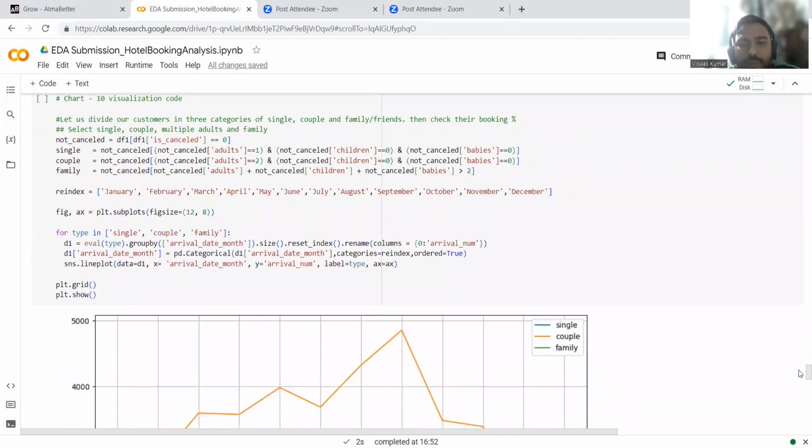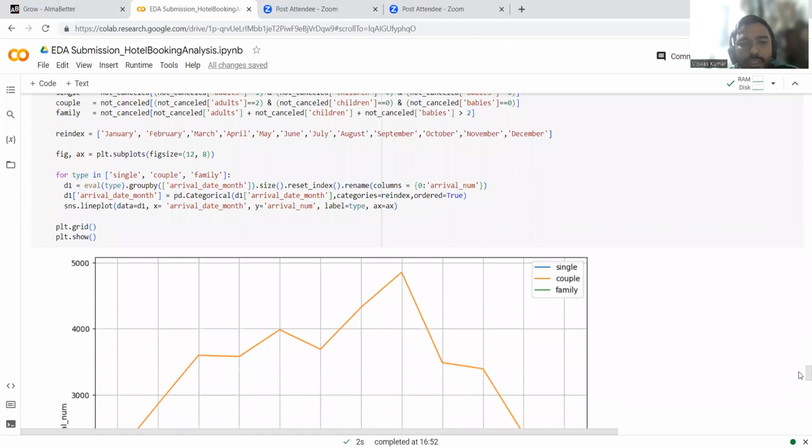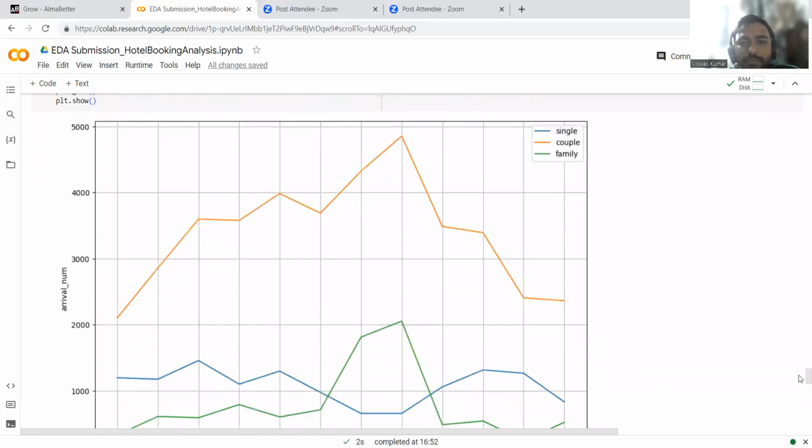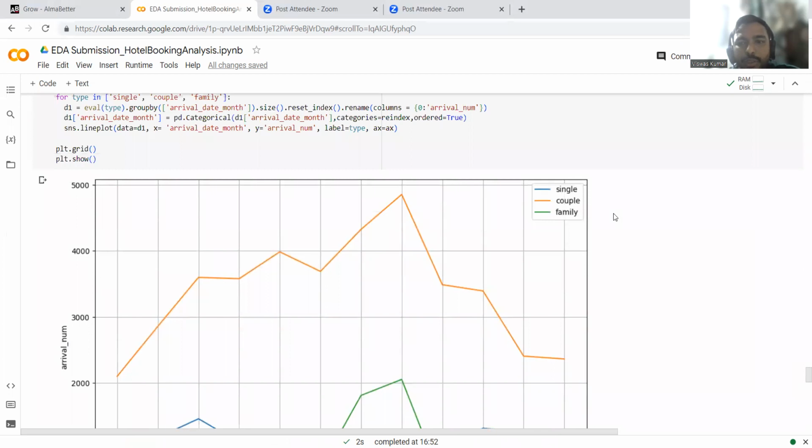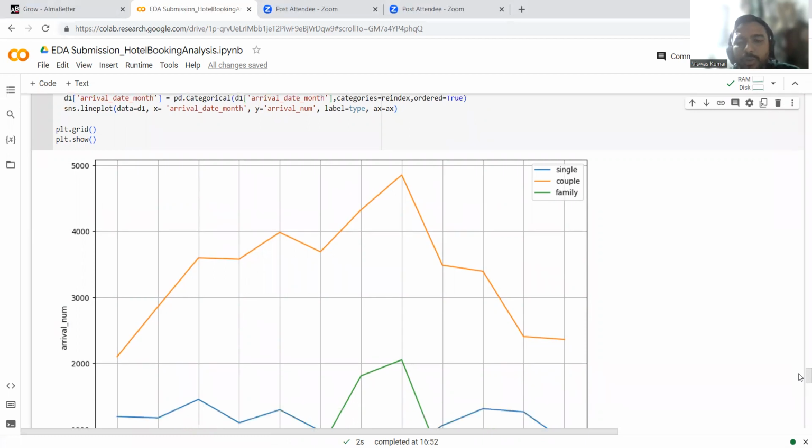The types of customers we have are single, couple, and family. We have to analyze which type of customer visits the hotels more often. Here is the trend, where we can observe that most likely couples have more arrival numbers in coming to the hotel. So we have to focus on couples to generate more revenue for the business.